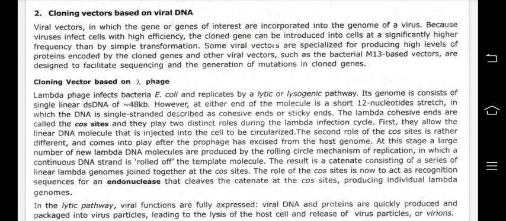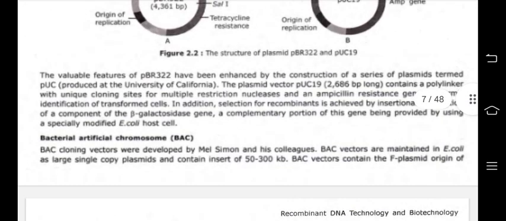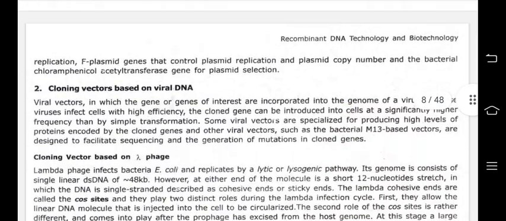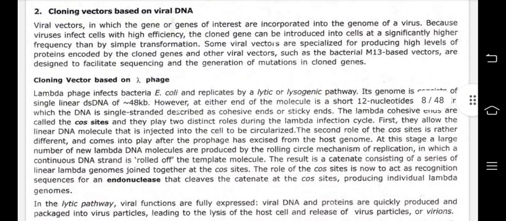So, cloning vectors based on viral DNA. Viral vectors are vectors in which the gene or genes of interest are incorporated into the genome of a virus. Because viruses infect cells with high efficiency, the cloned gene can be introduced into cells at a significantly higher frequency than by simple transformation. Some viral vectors are specialized for producing high levels of protein encoded by the cloned genes, and other viral vectors, such as the bacterial M13 based vectors, are designed to facilitate sequencing and the generation of mutations in cloned genes.